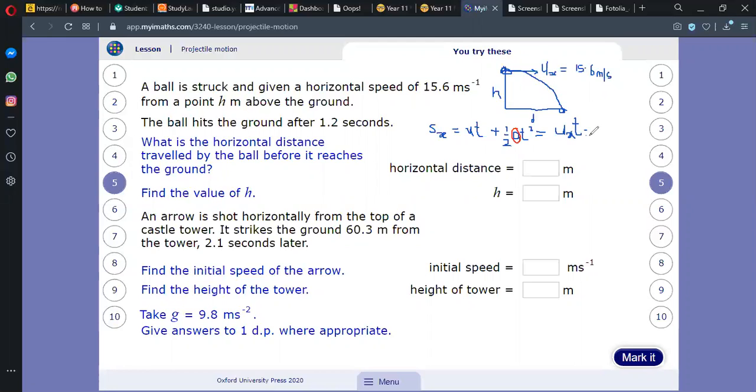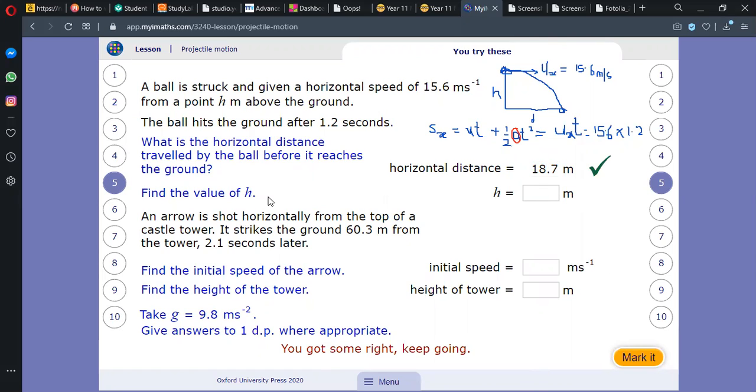So I'm going to be expecting this to be 15.6 multiplied by the time, which is given in the question as 1.2 seconds. When you multiply 15.6 times 1.2, you are going to get your answer to be 18.72. Let's see if it's going to accept 18.72 fully. Okay, just one decimal place, so 18.7. If you mark that, you see that that is correct. Let's move on to the next one.